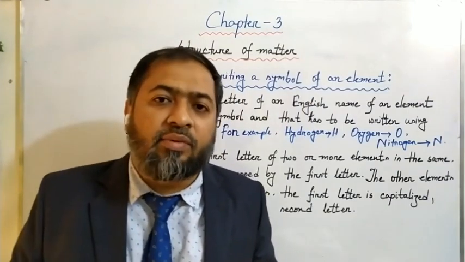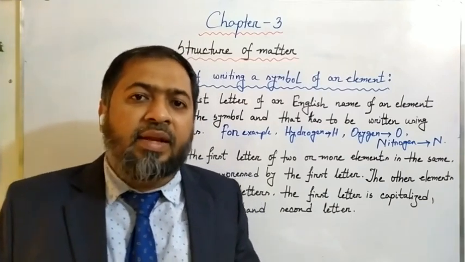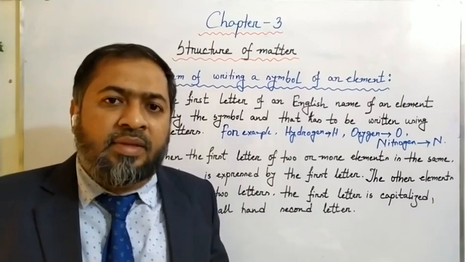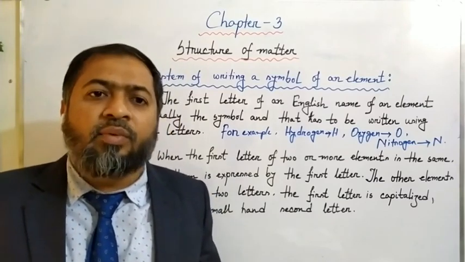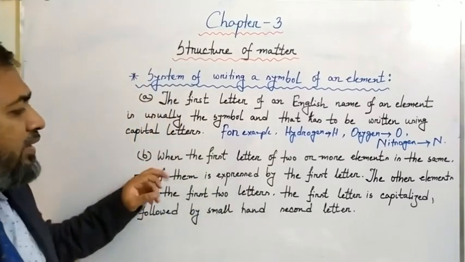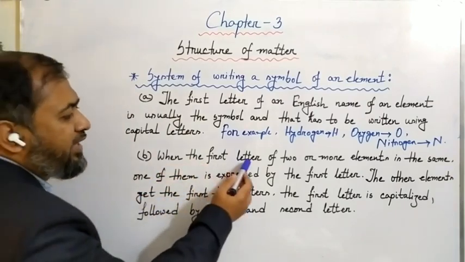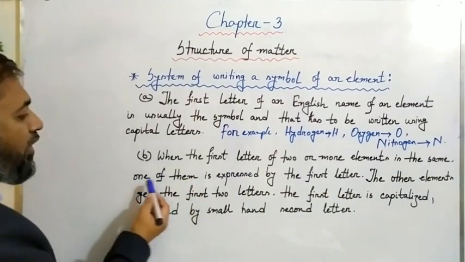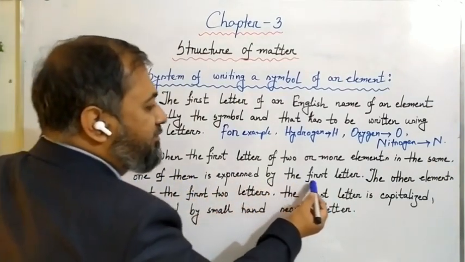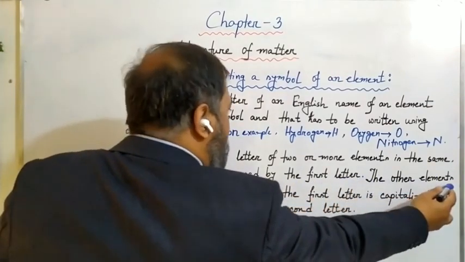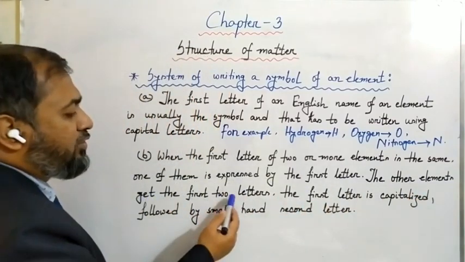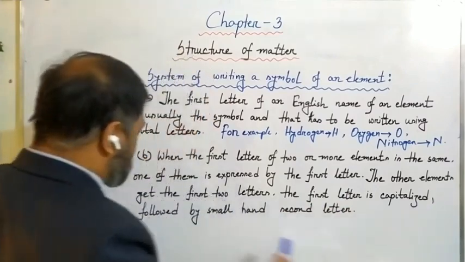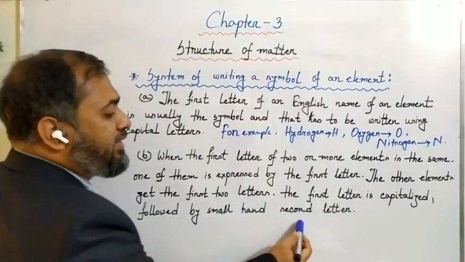Now come to the second one. If two English names have the same first letter, then what will happen? When the first letters of two or more elements are the same, one of them is expressed by the first letter, and the other elements get the first two letters. The first letter is capitalized, followed by a small second letter.